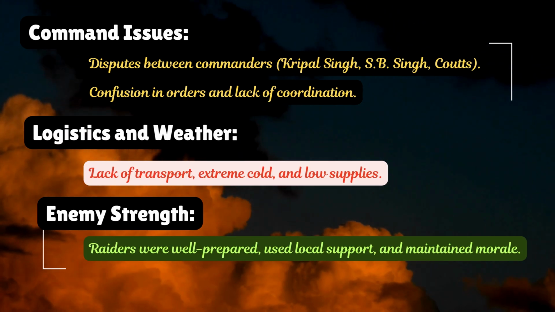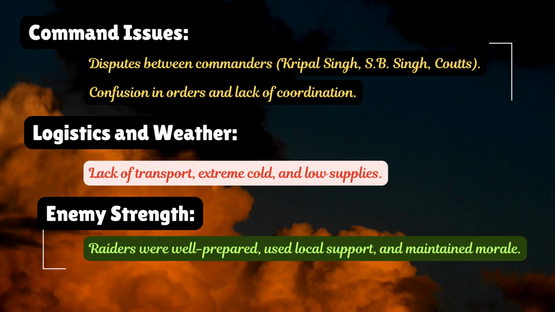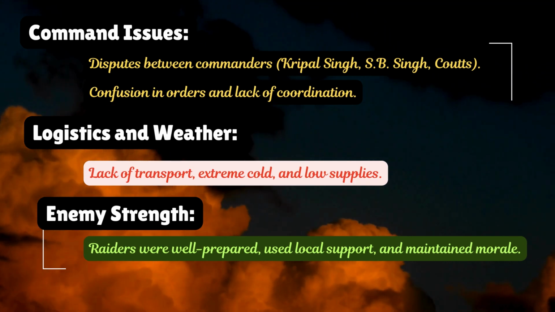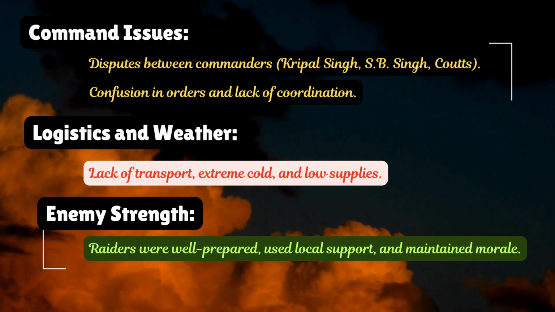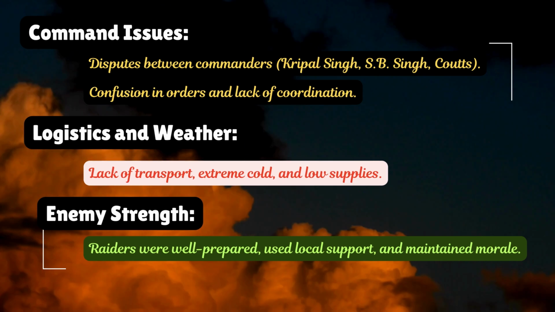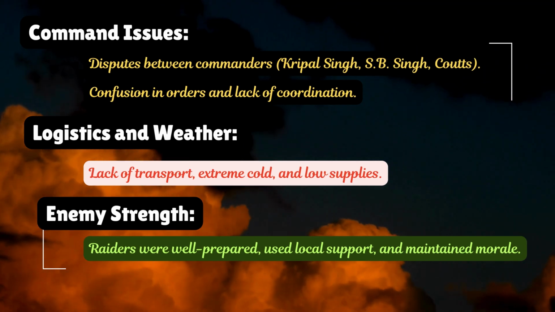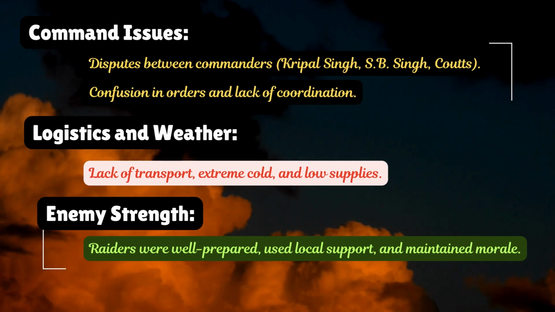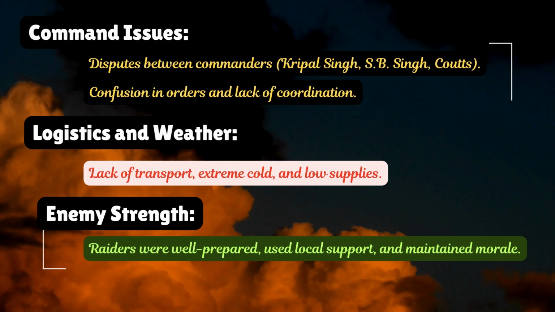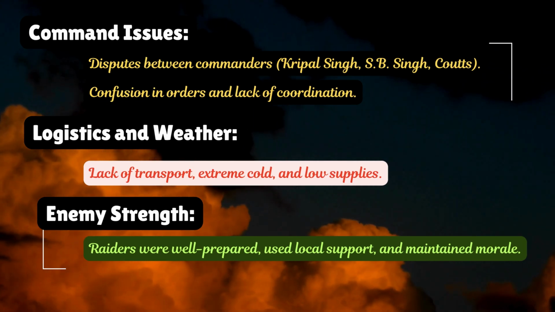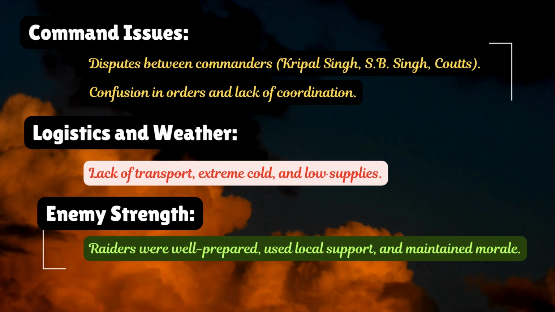1. Command issues. Disputes between commanders. Frequent clashes between Lieutenant Colonel Kripal Singh, Lieutenant Colonel S.B. Sinha, and Major Kauts undermined decision-making. Confusion in orders. Poor communication led to uncoordinated movements, making the columns vulnerable.